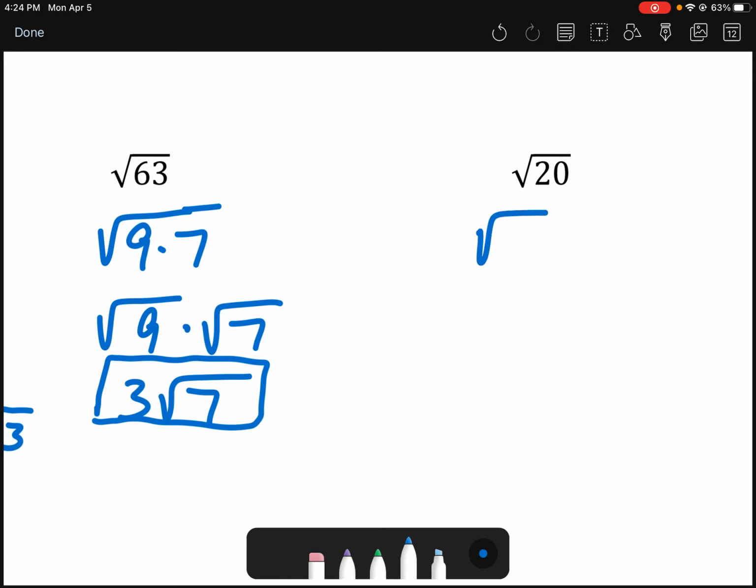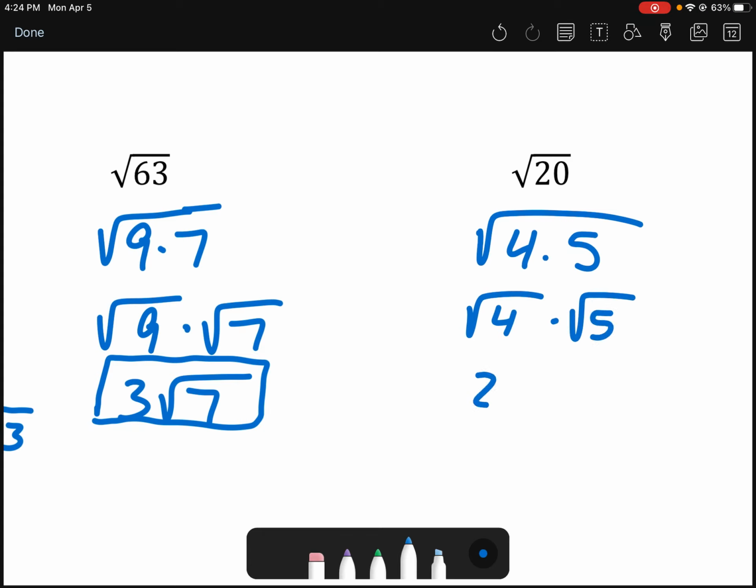20. I can take a 4 out. So this can be written as 4 times 5, or the square root of 4 times the square root of 5. Square root of 4 is equal to 2. Don't know the square root of 5. It's a prime number. Square root of 20 is equal to 2 root 5.